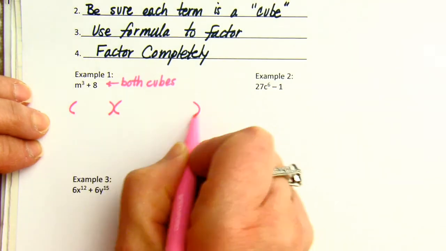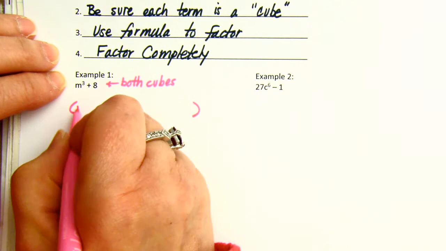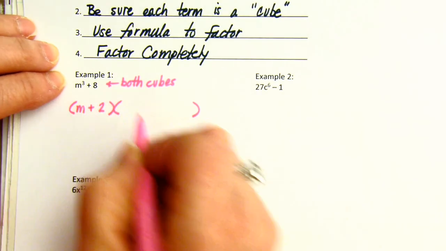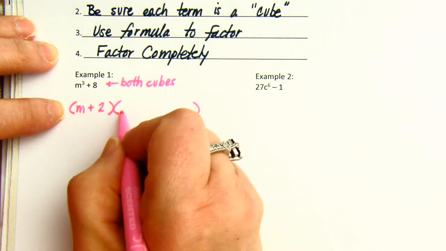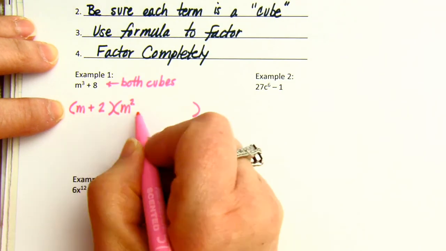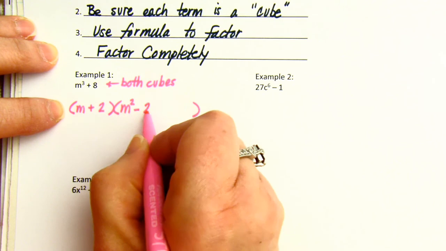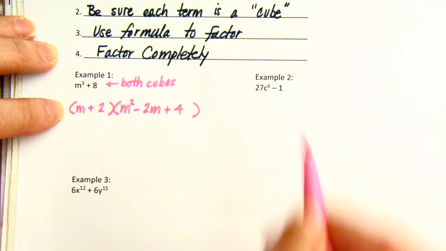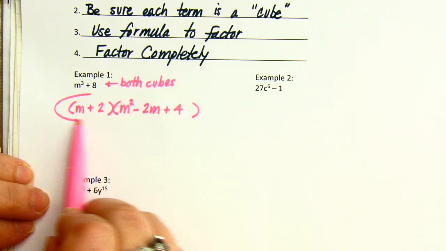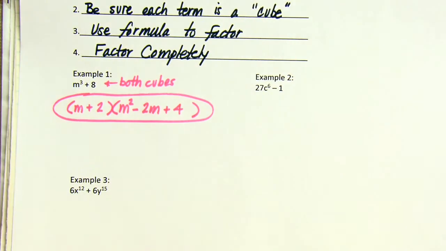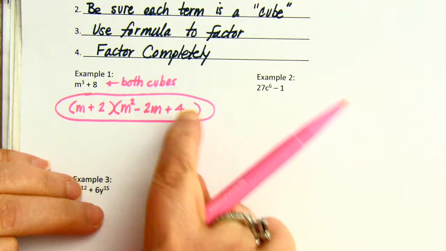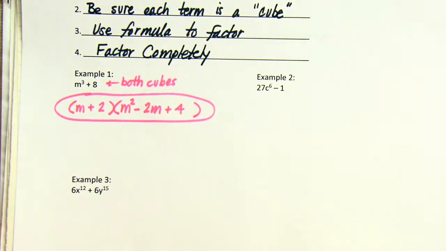How do you find your A? You take the cube root of it. That's m. Cube root of 8 is 2. Sign is the same here. Now we square the m. We change the sign. We multiply them together. And this one's always plus. And then you square the 2 and you get 4. And that's it. Remember, this can never be factored. Try as you may. Multiplies to 4, adds to 2. It's not going to happen. Signs are the same. Not going to happen. Never.